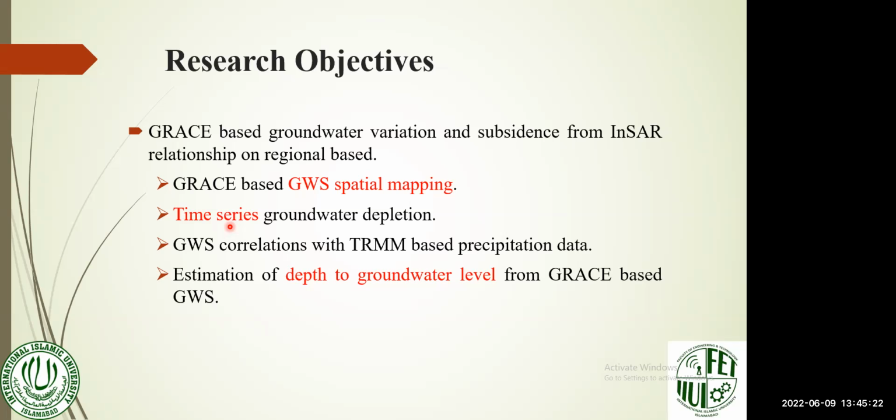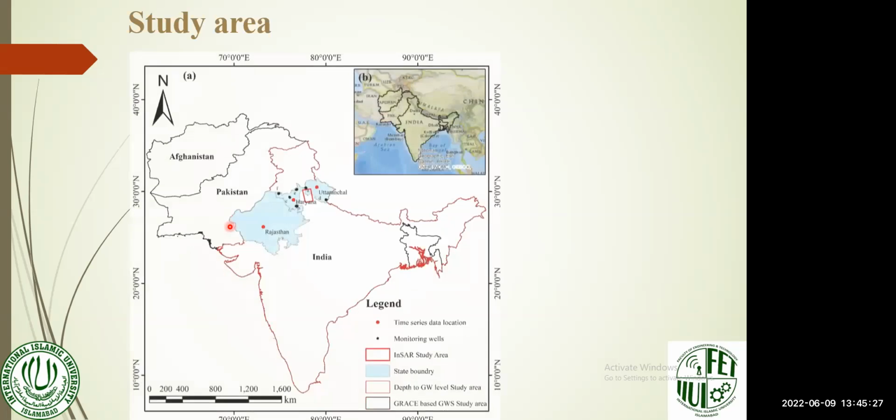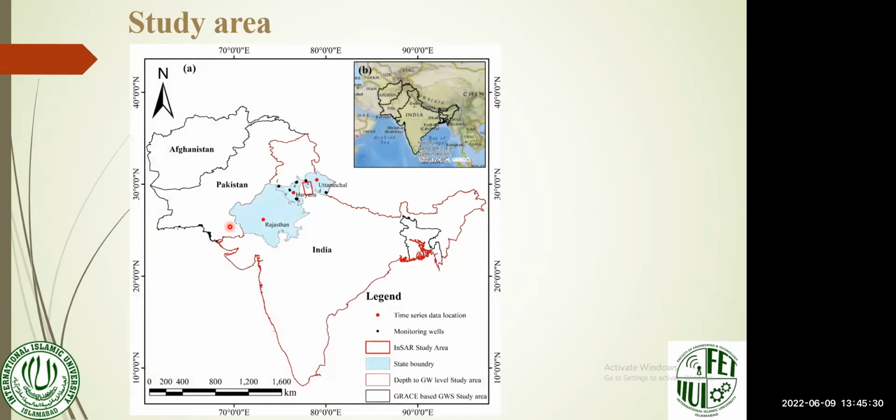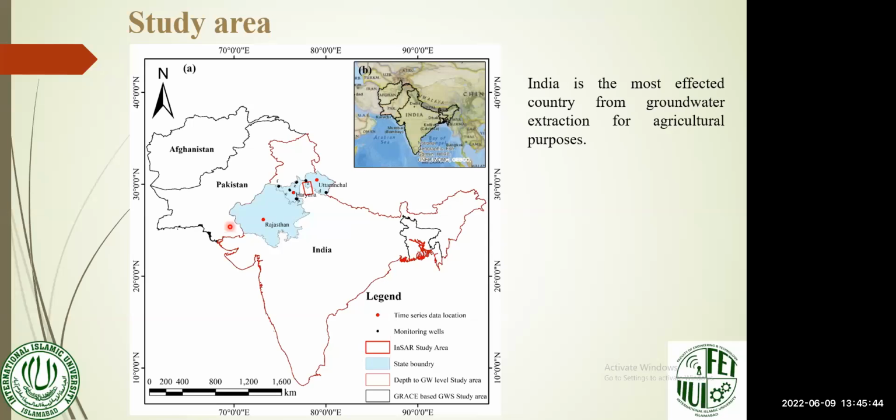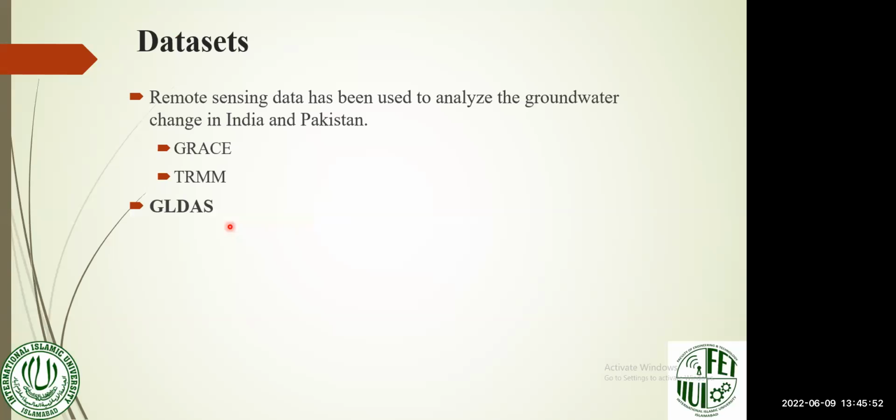And then we have the estimation of depth to the groundwater level from the GIS as well. This is the study area, the whole South Asia region: Pakistan, Afghanistan, India, and also Bangladesh. So four countries we have taken for that specific study. India is the most affected country from groundwater extraction for agricultural purposes, the most affected state of the groundwater. So basically, the dataset we have used for that study is remote sensing data, taken to analyze the groundwater change in India and Pakistan.